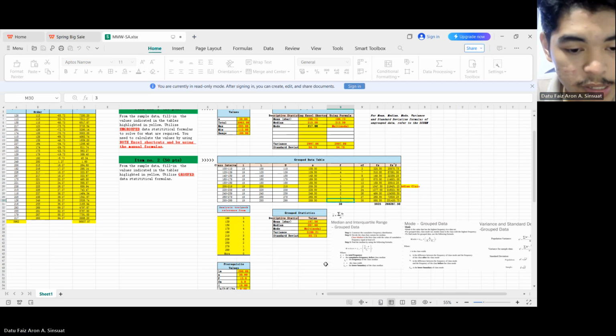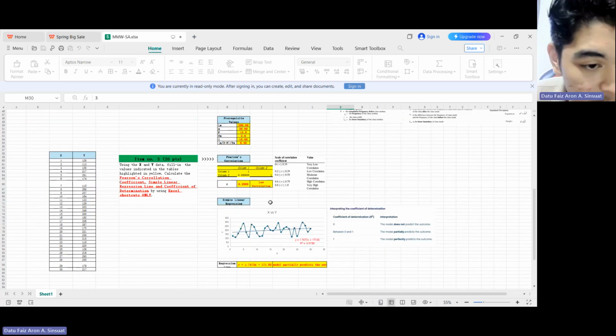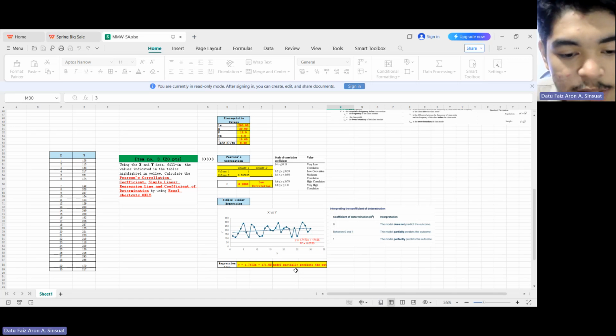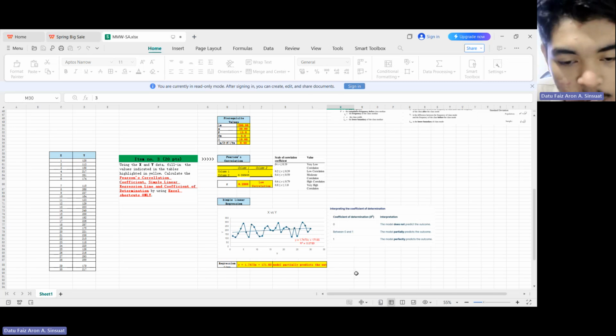And here, finally, we'll use trends to predict future values. For the linear regression, it finds the best straight line to fit the data. And the line equation is y equals mx plus b, where m is the slope and b is the intercept.